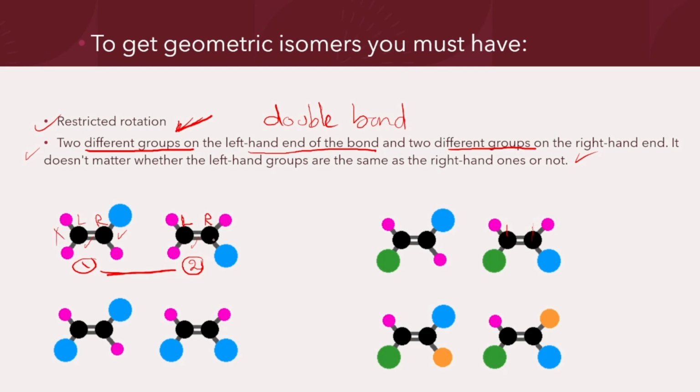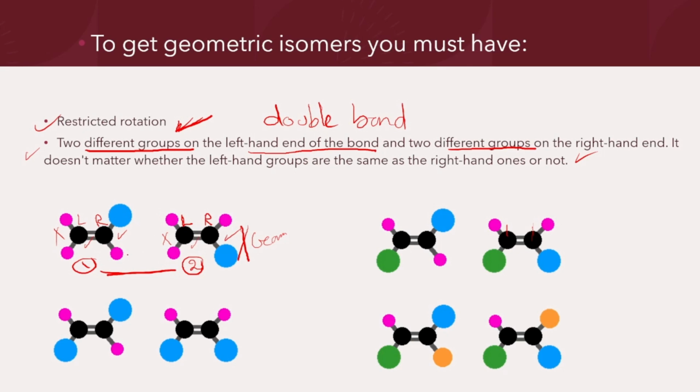Let's check the other one. For the right carbon at compound number 2, do we have two different groups? Yes. At the left carbon, do we have two different groups? No. So this second point is not applicable here. So those are not geometrical isomers. There is no geometrical isomerism in those two compounds.